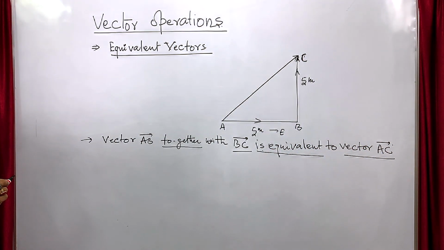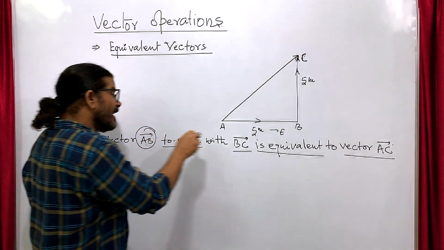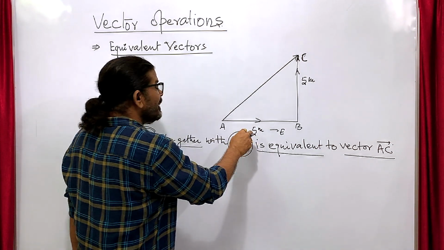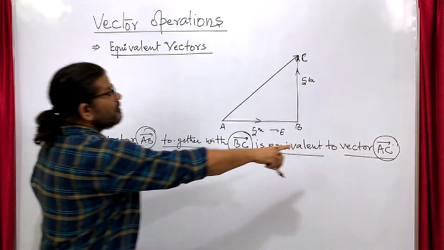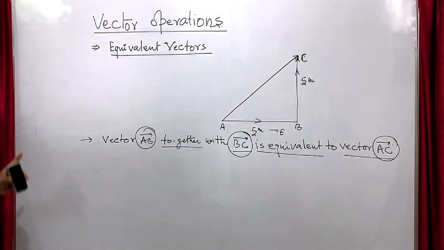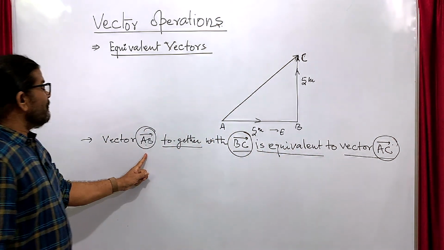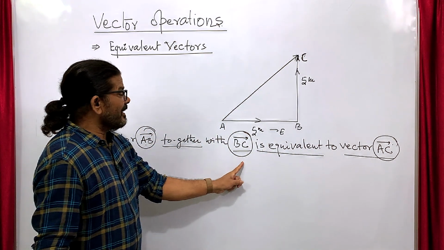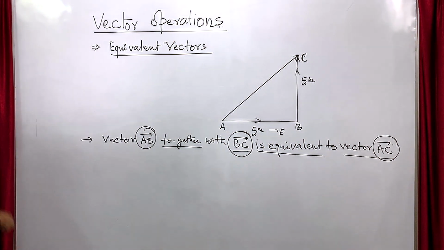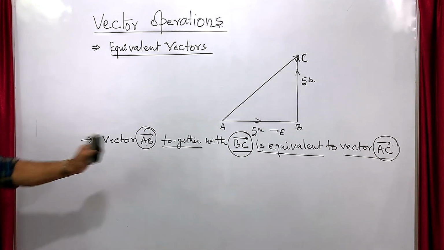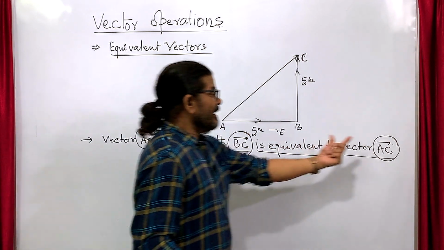It means the purpose solved by AB along with BC, yes, the same purpose alone will be solved by vector AC. It means AC is equivalent to vector AB and BC vector. Now, the same can be interpreted as, see, AB, BC and AC.